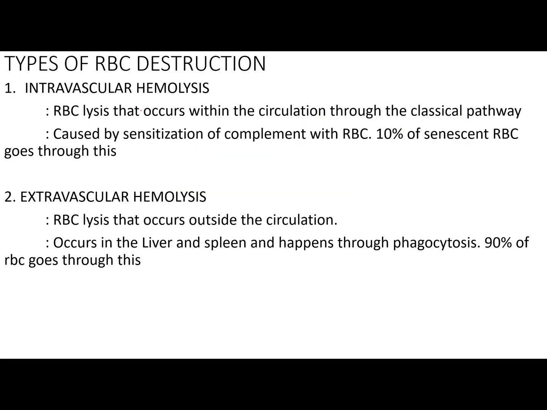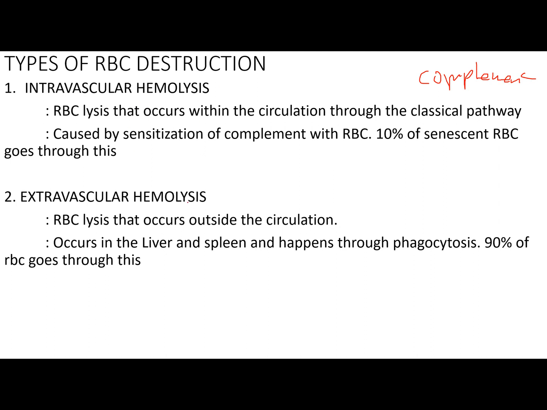Okay, let's continue. Then we have class the types of RBC destruction. We have yung intravascular hemolysis. Intravascular class, meaning RBC lysis would occur within the circulation. So within the blood vessel class, through the classical pathway of your complement. Then this is caused by sensitization of complement with RBC. 10% of senescent RBCs would go through this. So very few class, 10% lang ang nade-destroy through this type of hemolysis.